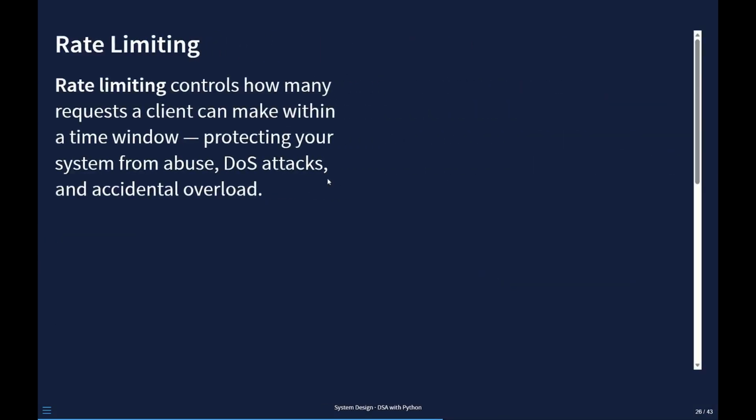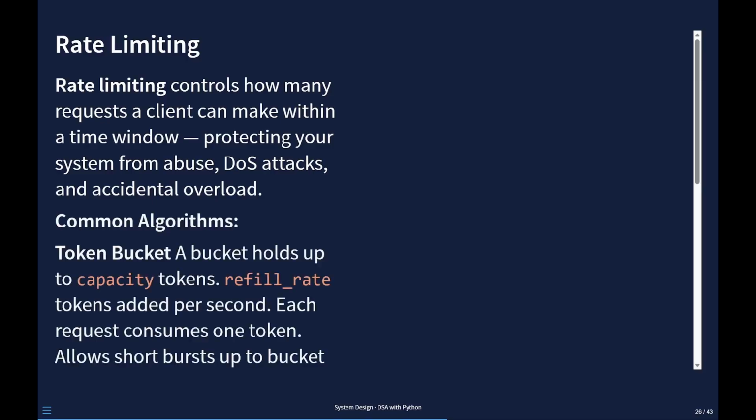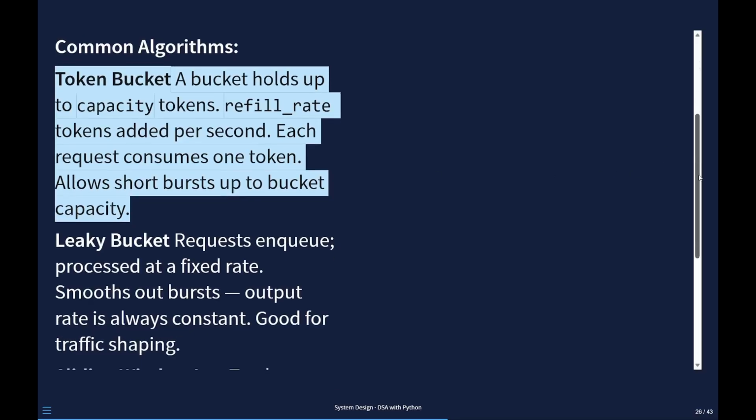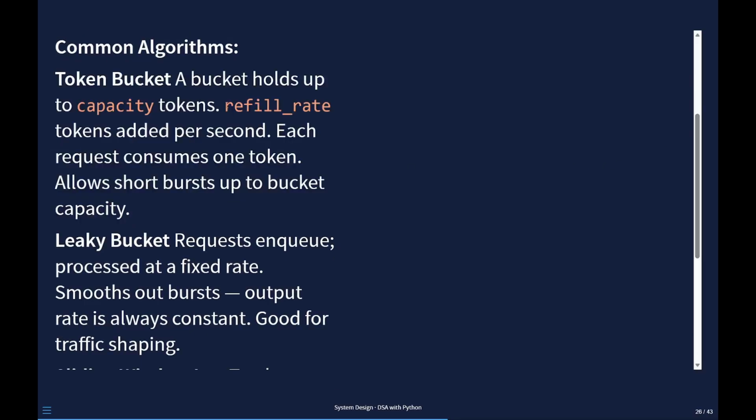Rate limiting is the mechanism by which you control how many requests a given client can make in a time window. It protects you from malicious abuse, from DoS attacks, and from accidental bugs in clients that send runaway traffic. 4 common algorithms. Token bucket. Imagine a bucket that holds up to n tokens. Tokens are added at a fixed refill rate, say 10 per second. Each incoming request consumes 1 token.